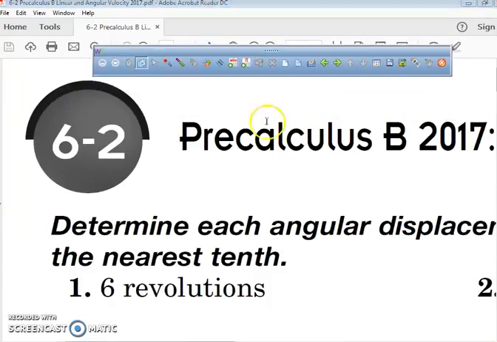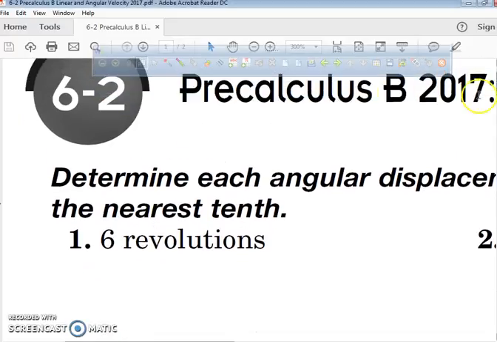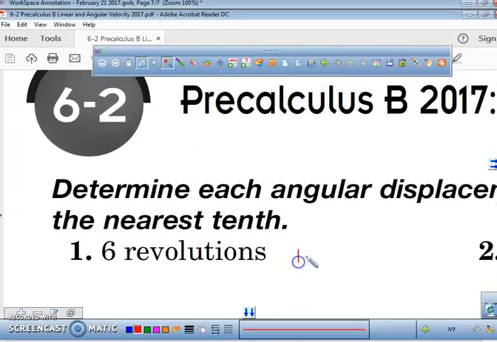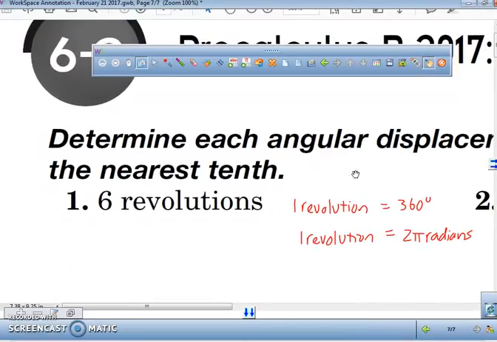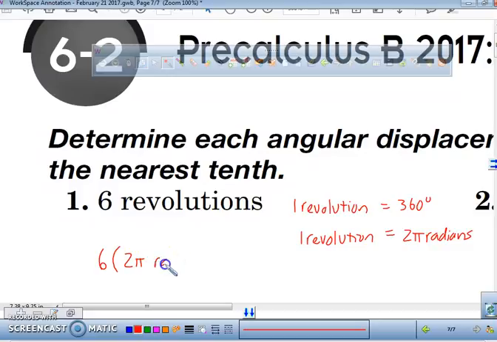6 revolutions. Something you're probably going to want to do, you need to realize that 1 revolution is equal to 360 degrees. Okay? And when I say 1 revolution, in radians, that would be considered 2 pi radians. So we're at 2 pi radians right there. So 6 revolutions would be 6 times 2 pi radians.